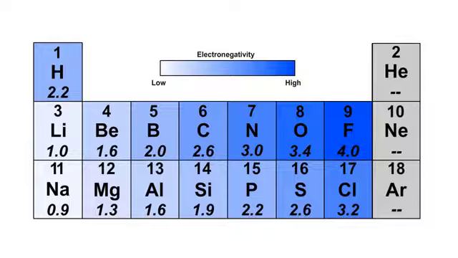We can look at this portion of the periodic table to help visualize the electronegativity of the first several elements. Notice the gradient of light blue to dark blue that indicates the increasing electronegativity of the elements.